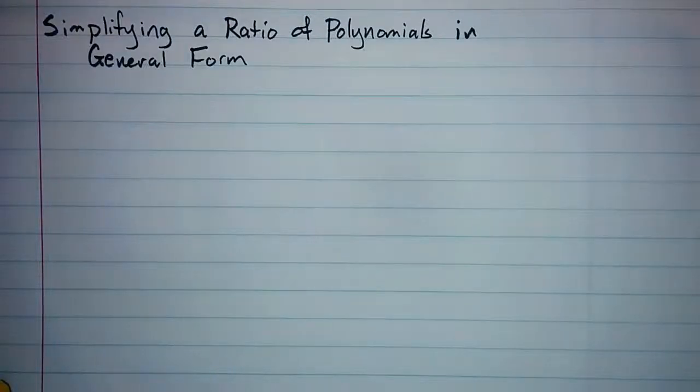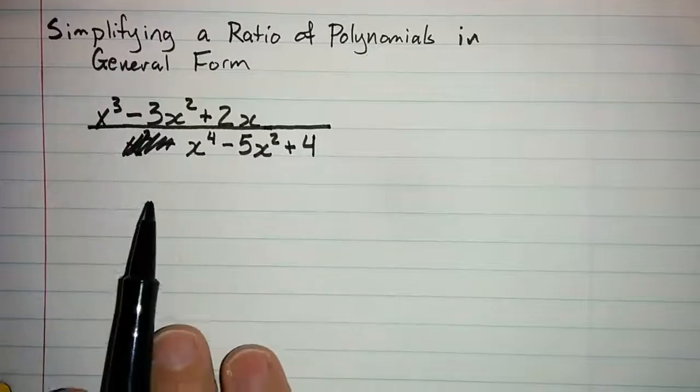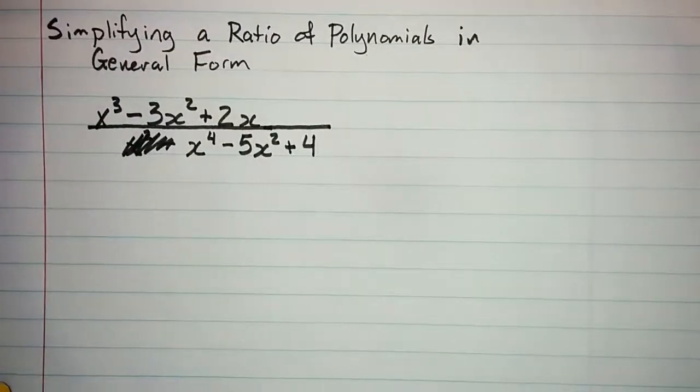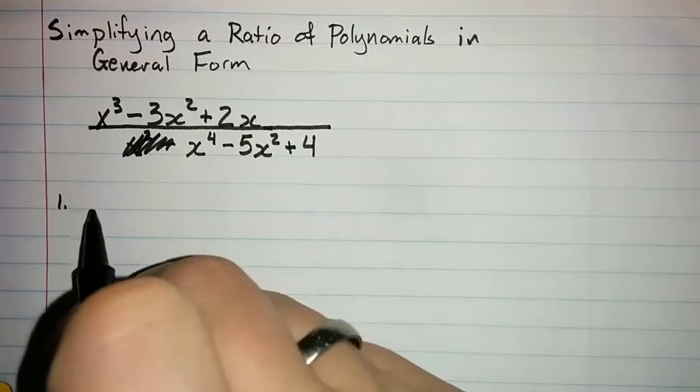Usually, though, we won't encounter rational expressions with the numerator and denominator in factored form. It's much more common to encounter rational expressions that look like this: x cubed minus 3x squared plus 2x over x to the fourth minus 5x squared plus 4. What should we do when we encounter something like this? Our first step should be to factor the numerator and denominator.